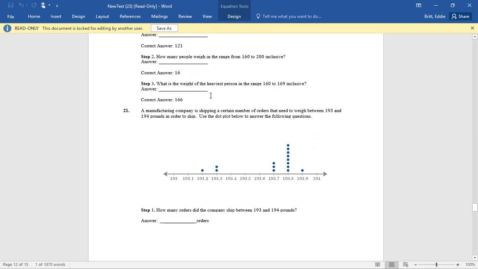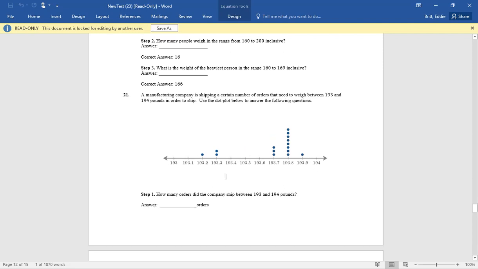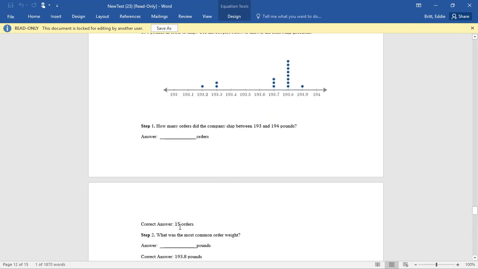All right, a manufacturing company is shipping a certain number of orders that need to weigh between 193 and 194 in order to ship. Use the dot plot below to answer the following questions. How many orders did the company ship between 193 and 194 pounds? So here's 193. Here's 194. Looks like all you do is just add up all the dots, right? This is 193 and that's 194. Add them all up and you get 15.